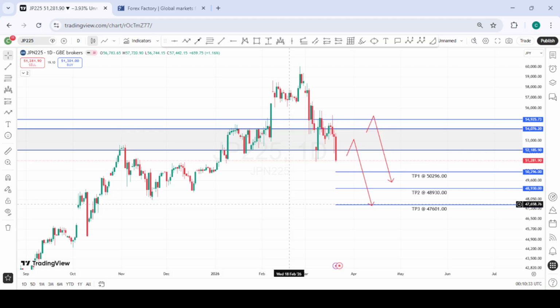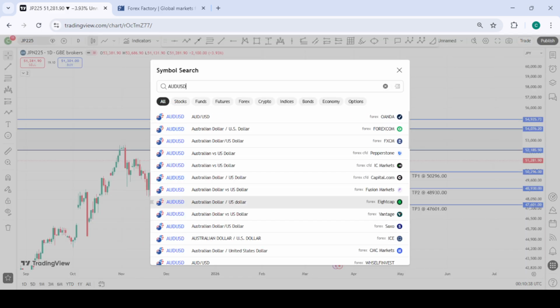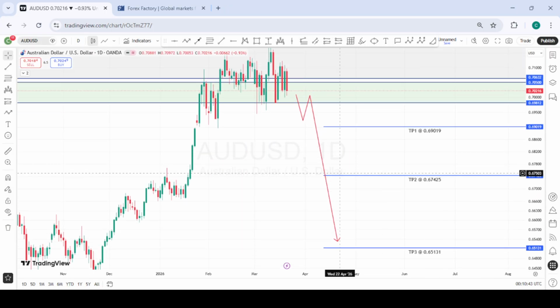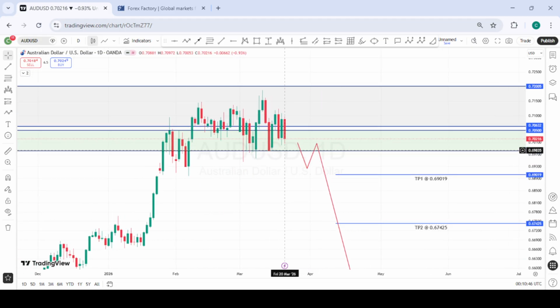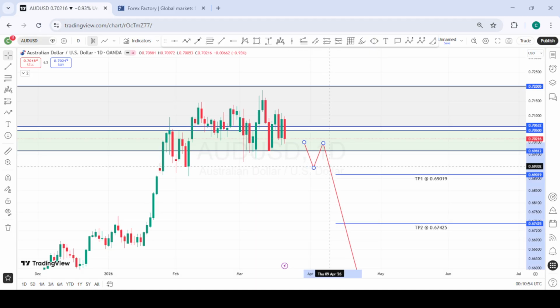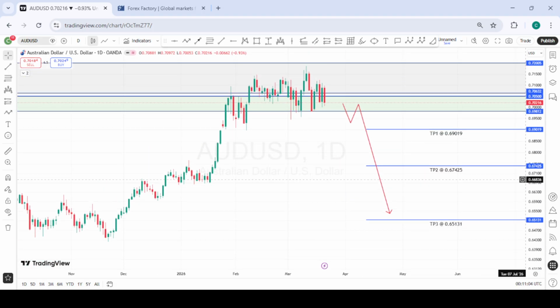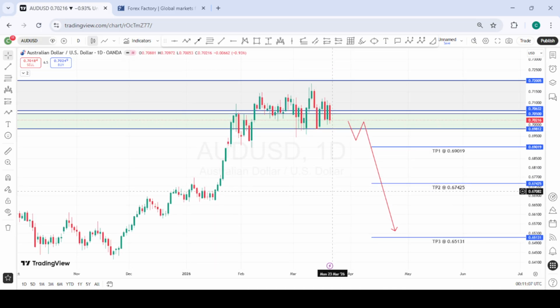I think I have some setups I forgot to add, so let's look at them. This is AUDUSD. What we're going to look out for is to wait to see a daily candle close below this structure point, or this zone, or this area of interest. So we'll wait for a daily candle closure below this area of interest, then we wait for a possible pullback into the area of interest, then we look for selling opportunities to the downside. These are various TPs we have for AUDUSD for the coming weeks ahead of us.